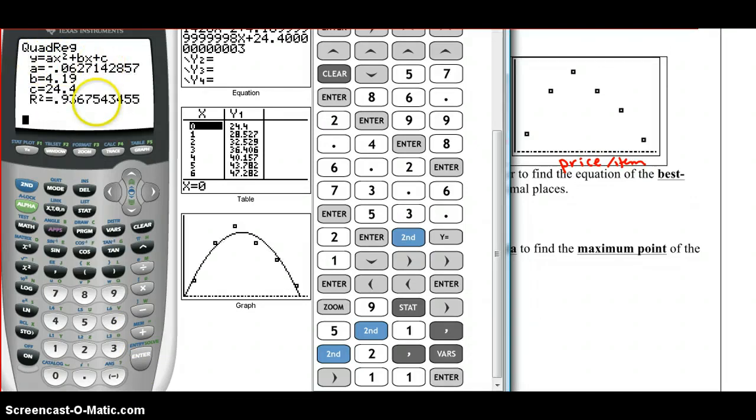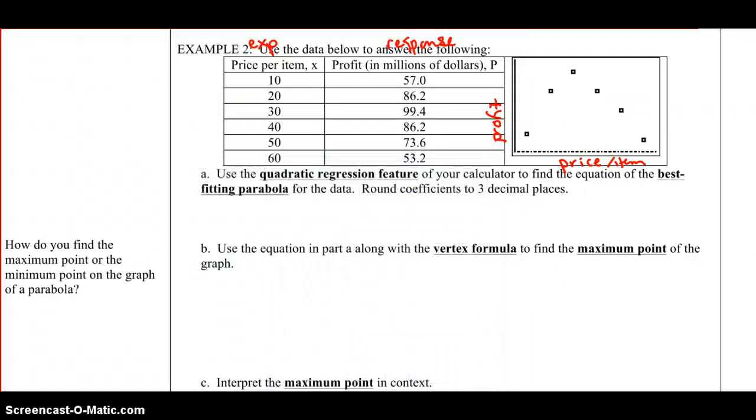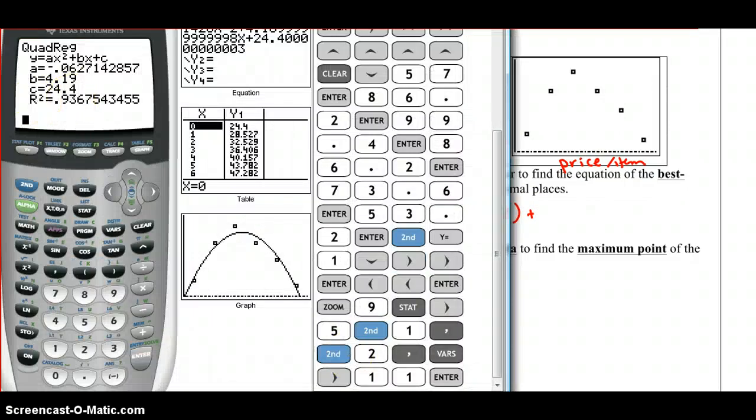So again, here we get our output screen, and again, we're looking for an r squared close to 1. How close is close enough? We don't really discuss in this particular level class. But again, r squared is bound between 0 and 1, so at 0.94 we're getting really, really close to 1. So it asks us to round those coefficients to 3 decimal places. So again, our profit for a given x, we estimate that that would be negative 0.063 x squared plus 4.19 x. And I guess C did just come out to be 24.4.